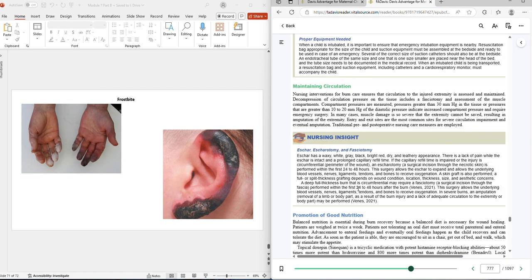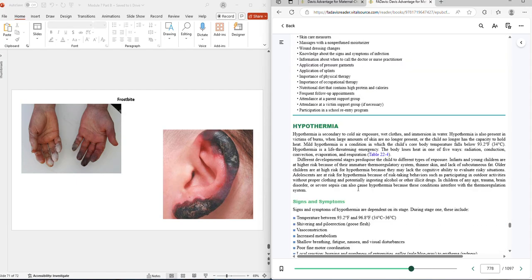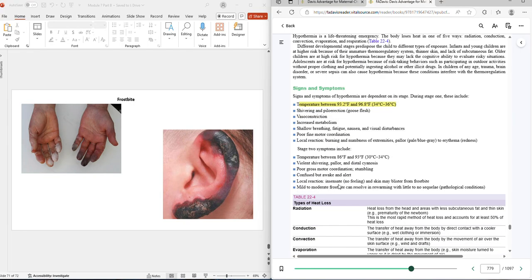Hypothermia is on page 778. So let's talk about that. It's secondary to cold air, water, wet clothes, or immersion, like falling into a frozen pond or something. The signs and symptoms are where the temperature is between 93.2 and 96.8, which is 34 to 36 degrees Celsius. Shallow breathing, increased metabolism, vasoconstriction. So just make sure to read through those.